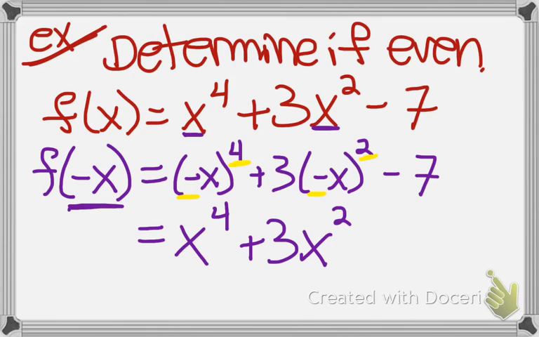So now that's just a positive x squared. And then a minus 7 is a minus 7. You can't change anything there. Now, what your job is to notice is you'll notice what I ended up with is exactly the same as what I started with, right?